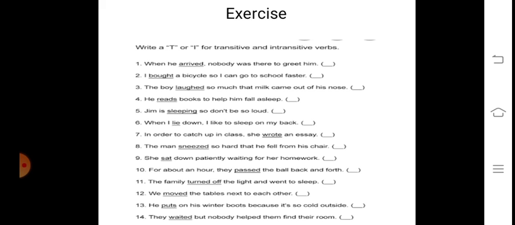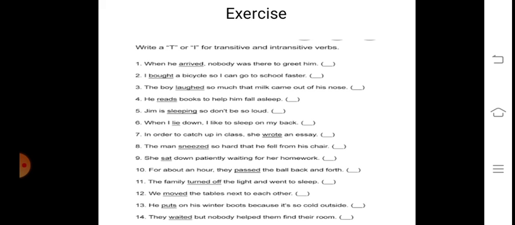For about an hour, they passed the ball back and forth. They passed the ball back and forth. So is there any receiver of the action? They passed what? The ball. Of course, the receiver is the ball. And hence the verb passed is transitive.